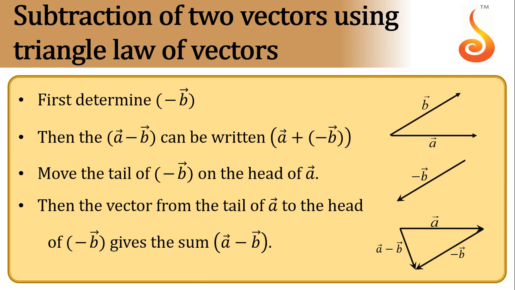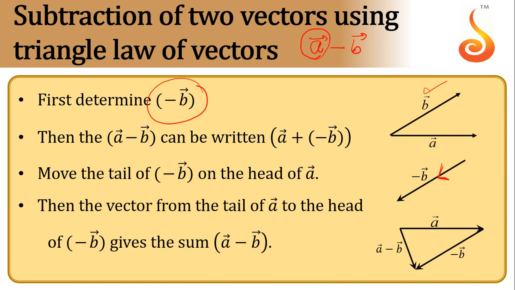Vectors using triangle law. Let's assume that I want to subtract b from a, that is, I want to perform this a minus b. So what are the steps to use the triangle law? I'll just retain a as such, and I'll find out what that minus b is. B is already given to me. Minus b is nothing but the negative of the given vector.